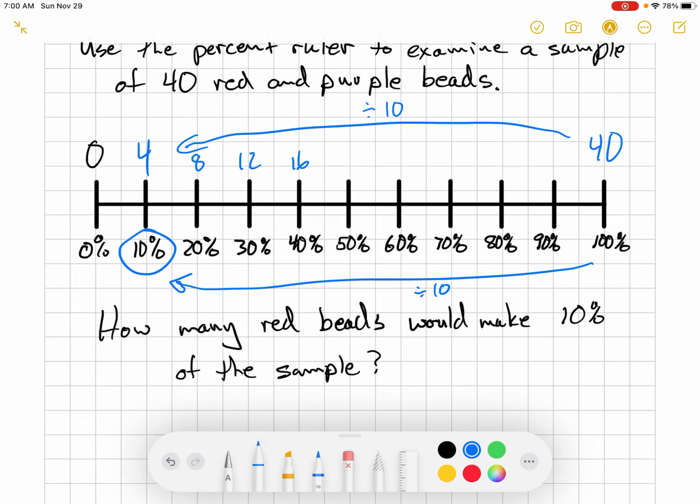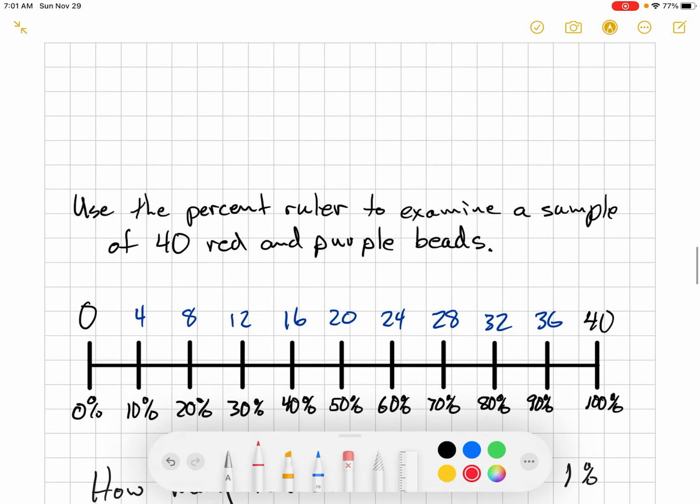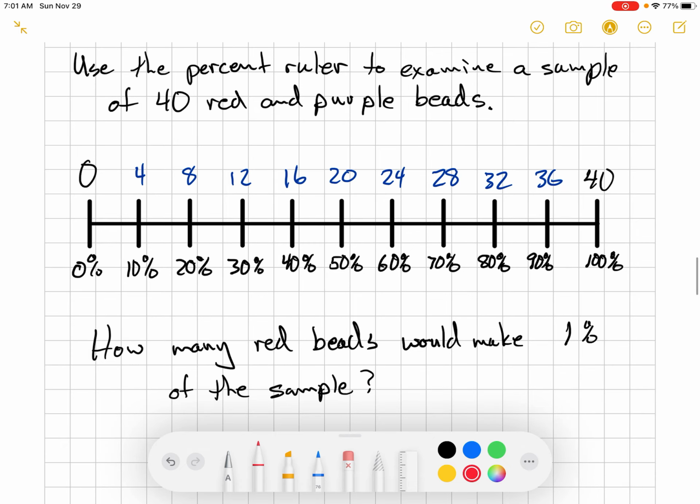4, 8, 12, 16, 20, 24, 28, 32, 36, and 40, right? That's all this is. It's just a double number line, but it happens to have percents in the bottom, right? So what would it take to make 10%? The answer for that is 4, right? 10% of 40 beads is 4. Okay, how many red beads would make 10% of that sample? If I had 40 beads, I'd expect to have 4 red beads.